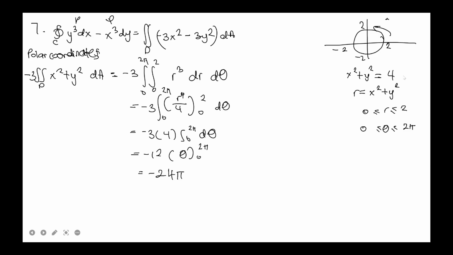For the final question, you have to use polar coordinates. Here I already wrote the polar coordinates. r squared is equal to x squared plus y squared, that is the relation. For r we use the boundary 0 to 2, and for the angle we need to consider the full cycle, which is 2 pi. Substitute, and we get this. Then do the integration. I already explained how to do the double integral. We get negative 24 pi.